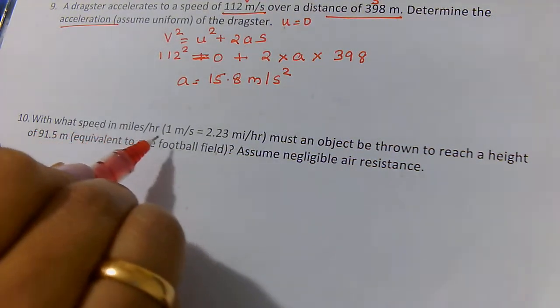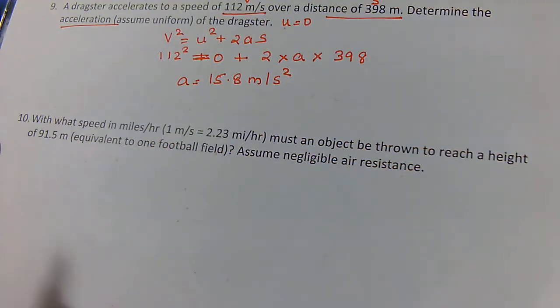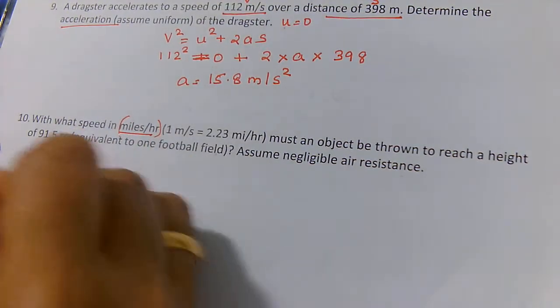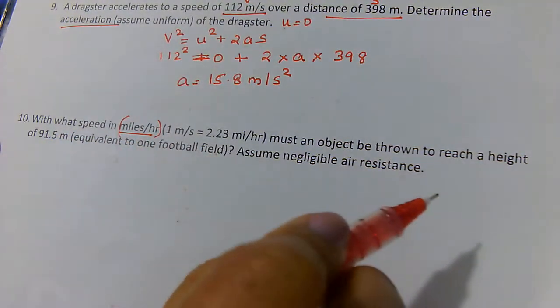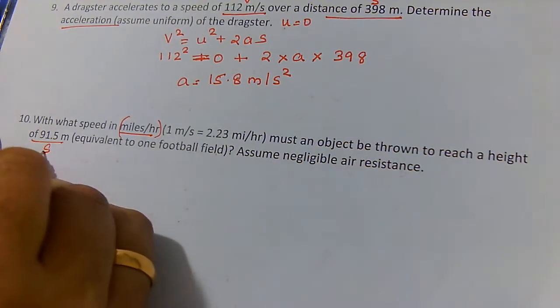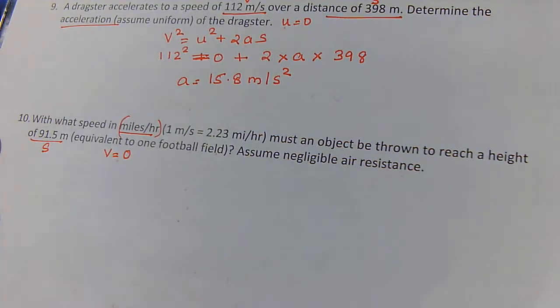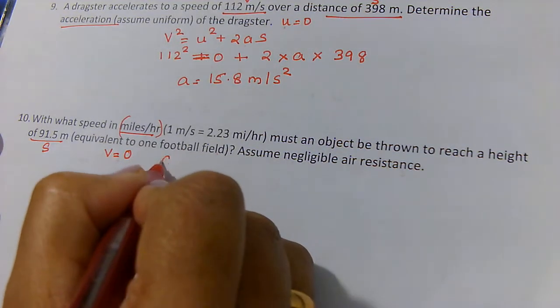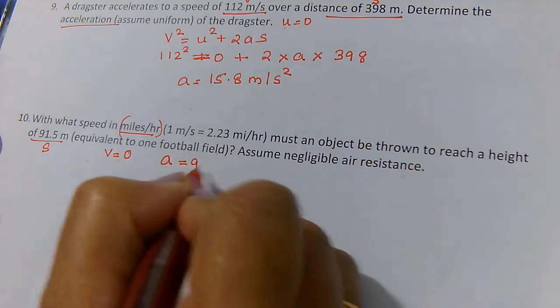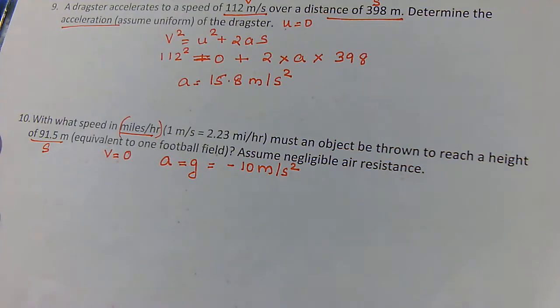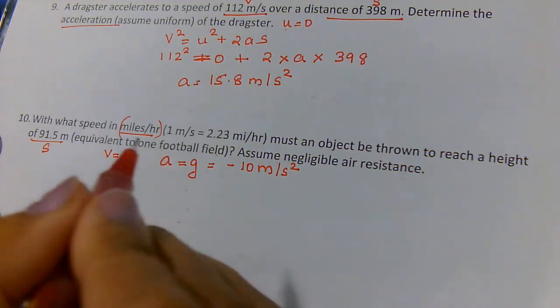With what speed in miles per hour must an object be thrown to that height? So miles per hour thing, we will think about it later. So with what speed must an object be thrown to a height? So this is the height. So if it reaches that height, we have already discussed, at that height v is going to be 0. It is going up, acceleration is acting down, so a is equal to g, which is minus 10 meters per second square. So you know s, v and a, we need to find u.